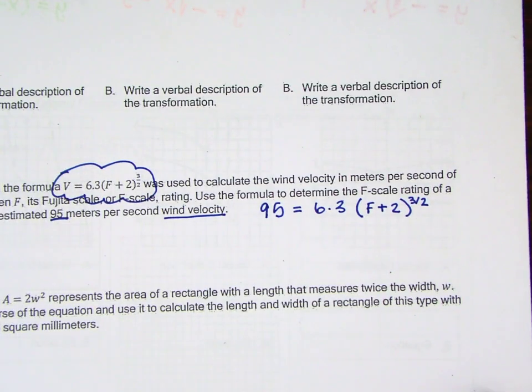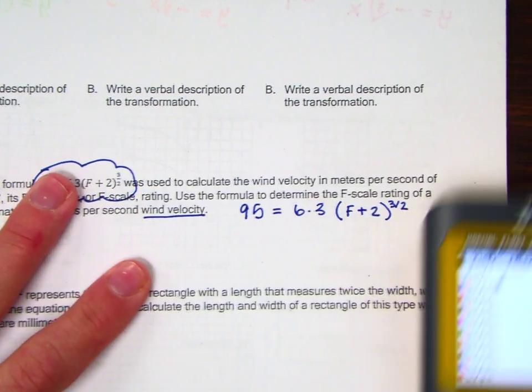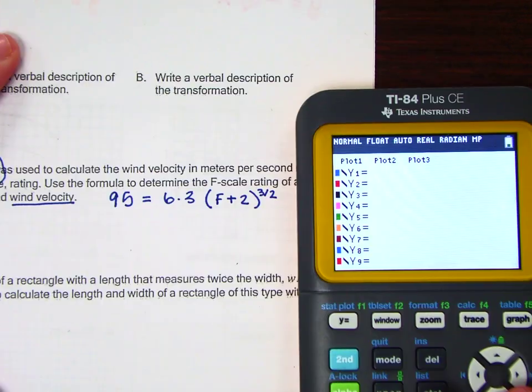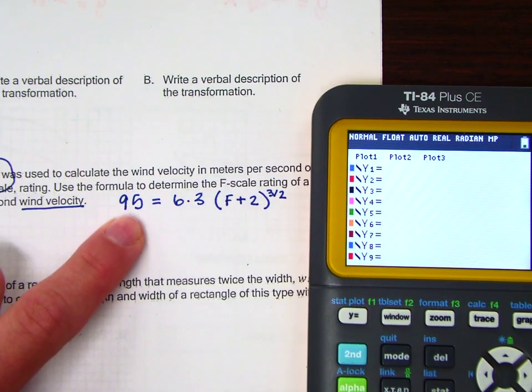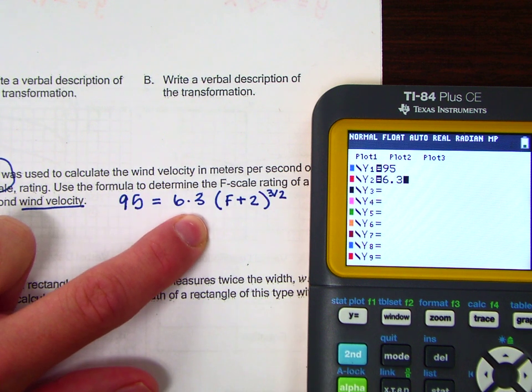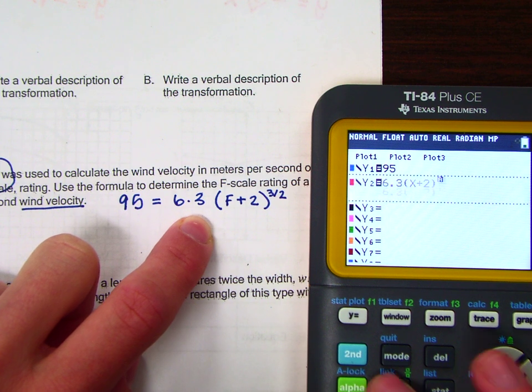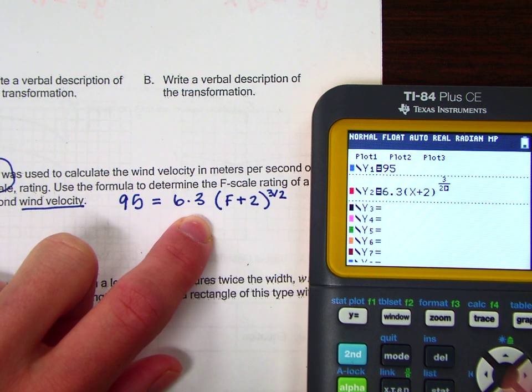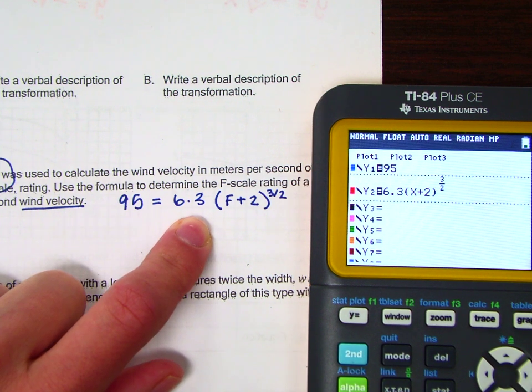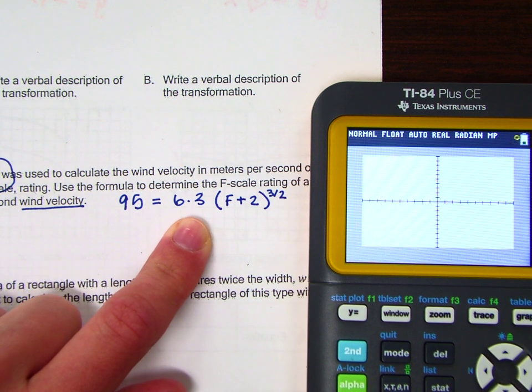All right, now you can do this one of two ways because this is a test. If you remember how to use your calculator, you are welcome to use your calculator. You may have to zoom out. So for the calculator, you type the left side in Y1, the right side in Y2, X instead of F though, because it's not going to like F. You're going to hit graph.